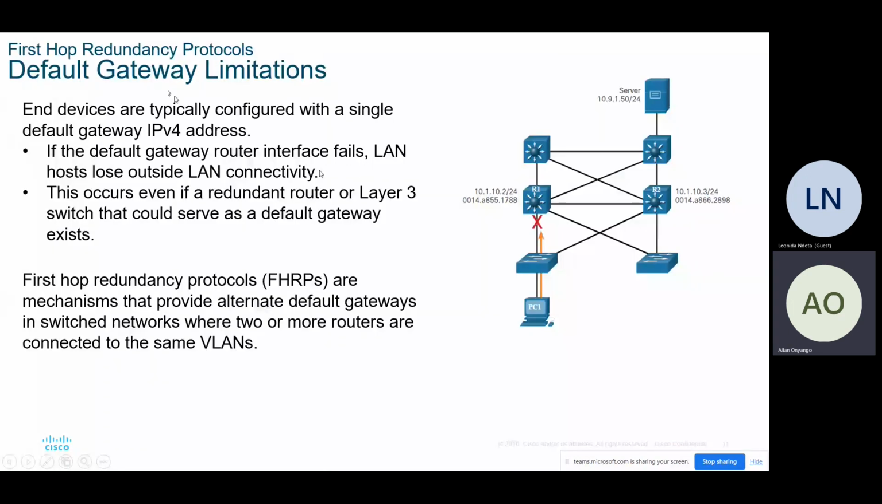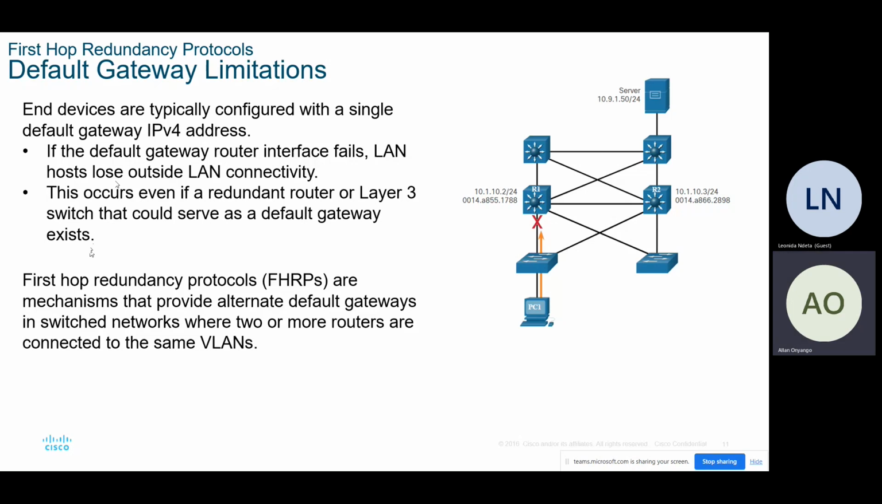So talking about FHRP, like I've mentioned, most end devices are always configured only with a single default gateway IP address. That is common to every end device. Such that if that default gateway ever fails, if that router fails, then the host devices connected to that LAN will lose connectivity to the outside network, okay? And so even if you had a layer 3 switch, the problem persists.